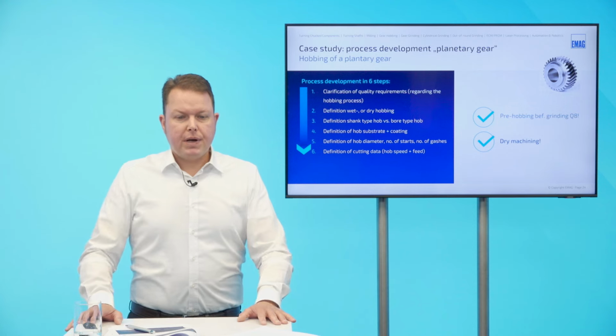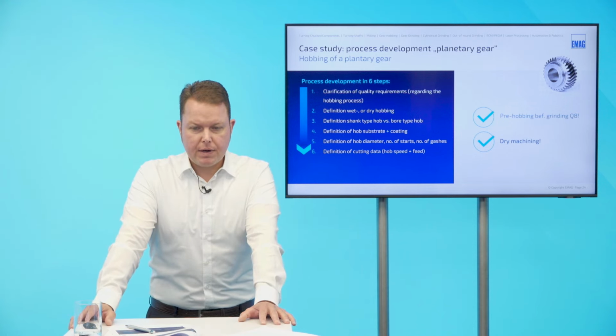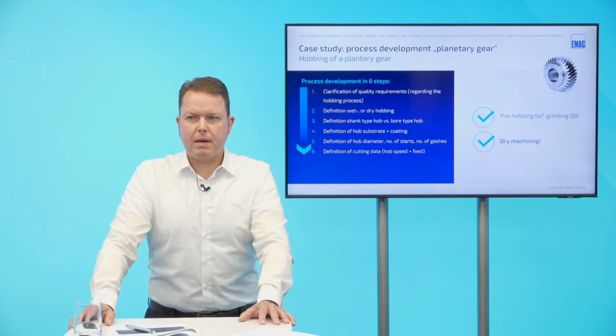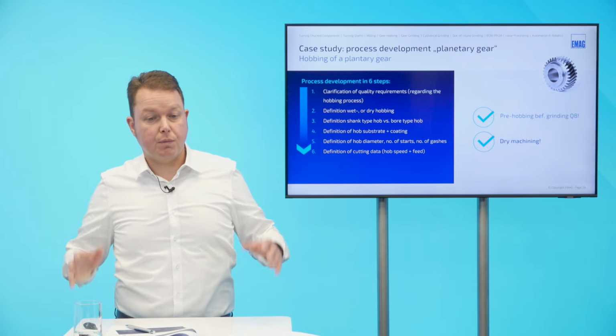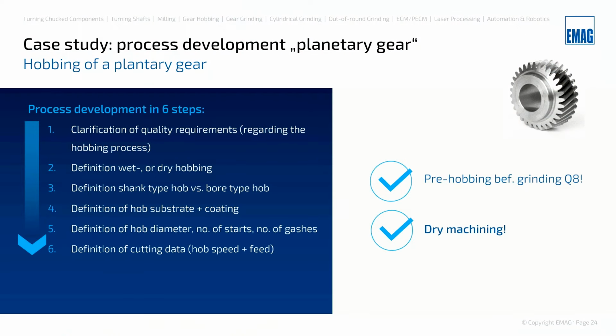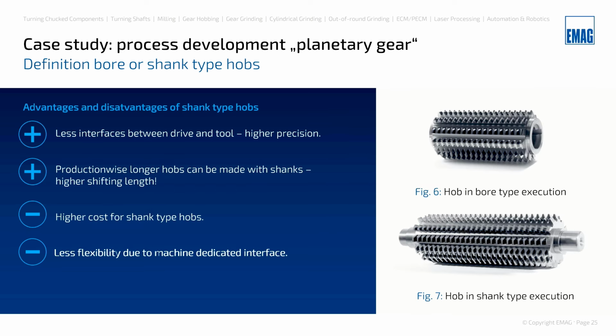Well, in our case, we have seen there are benefits when we do dry hobbing. Our example here is related to a project with high quantity of workpieces per year. So we decide we want to go for dry machining in our case and make benefit of the advantages we have heard about. Next step will be the definition of shank type hob or bore type hob. We will have to discuss these both.